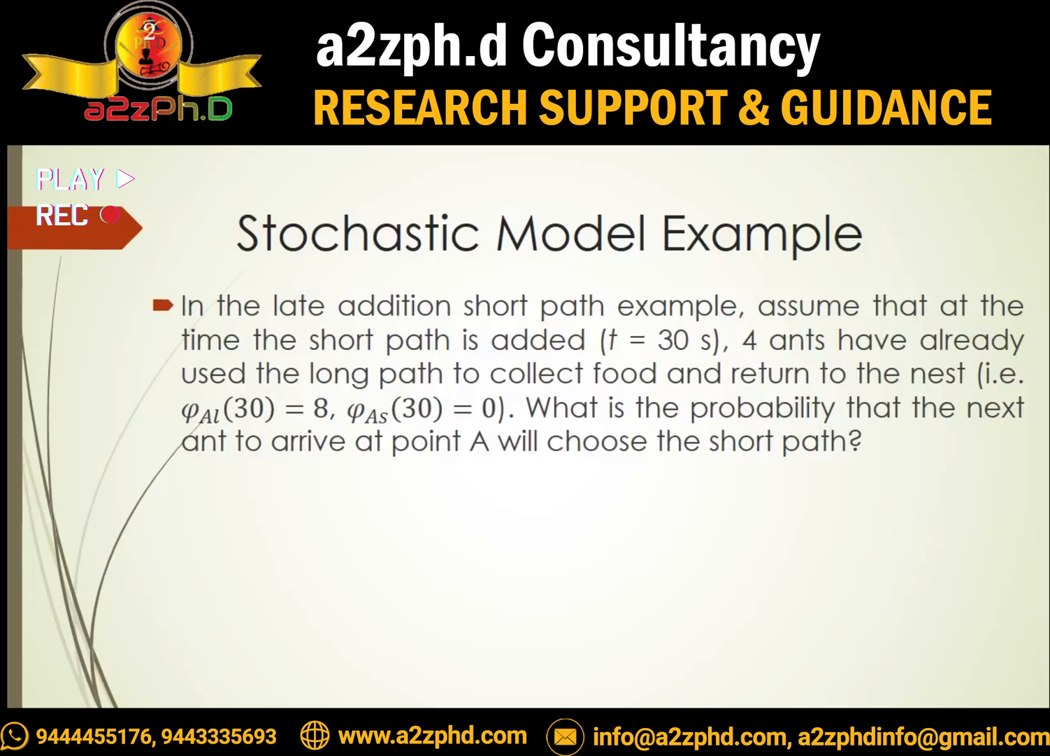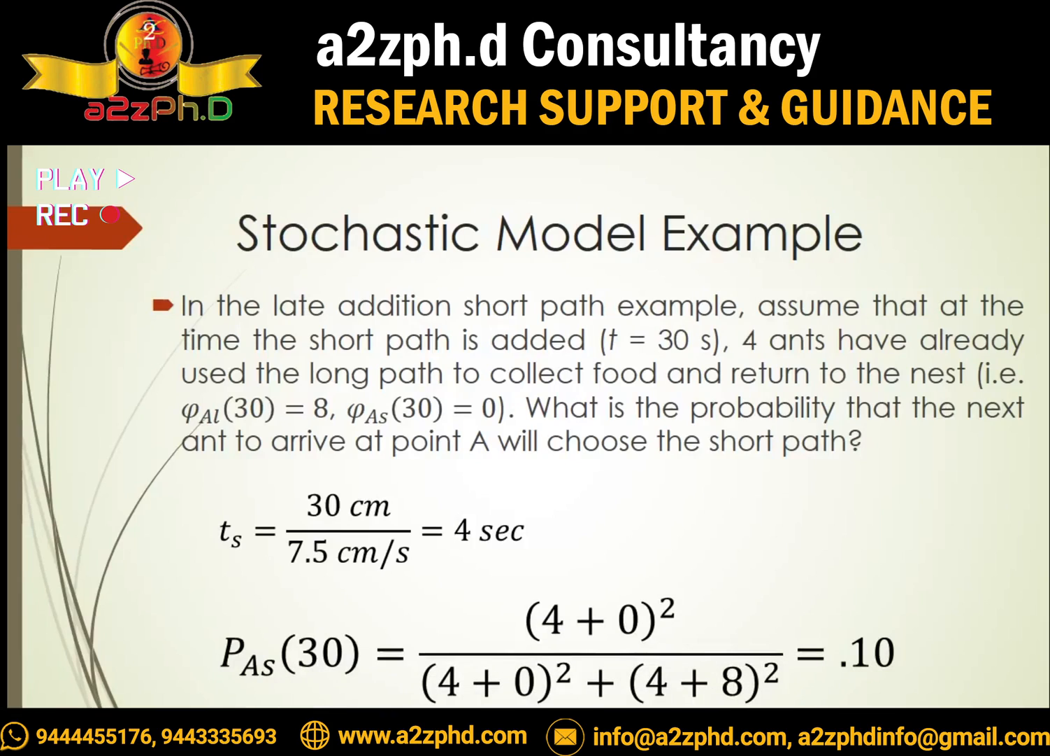What is the probability that the next ant to arrive at point A is going to choose the short path? So you can see that the time it takes to traverse the short path is simply the distance of the short path, and that's 30 centimeters, divided by the speed of our pretty fast ant, 7.5 centimeters per second, and that's 4 seconds.